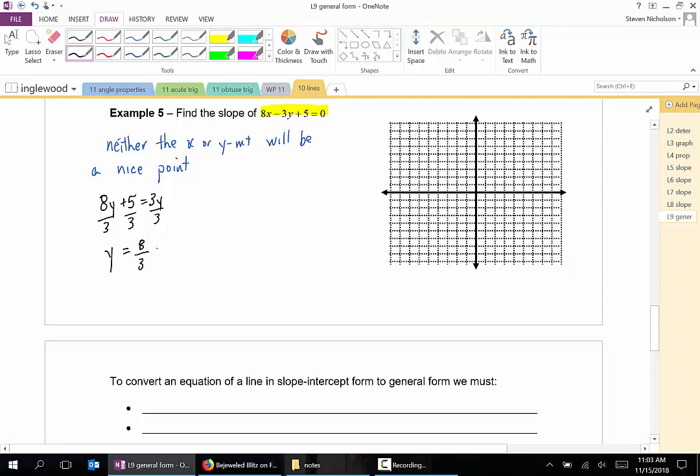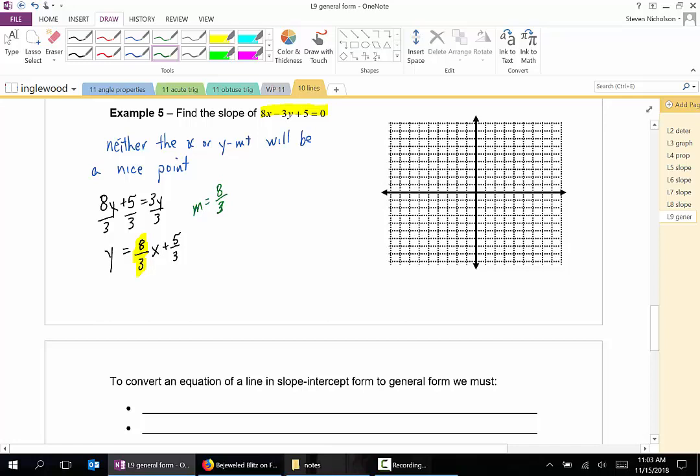I would go ahead and I would move my y stuff over, and then I divide everything by 3, and here's the slope right here. So given that, my slope is equal to 8 over 3.